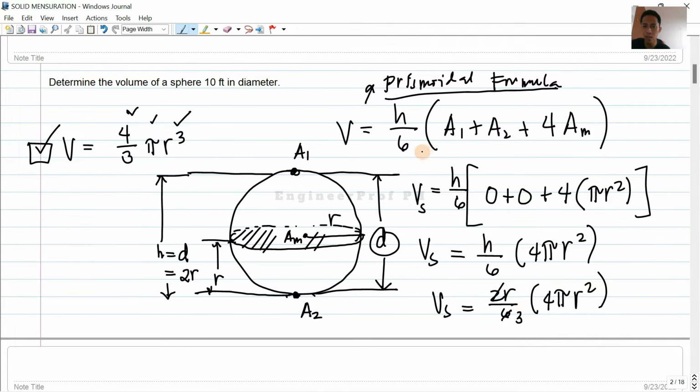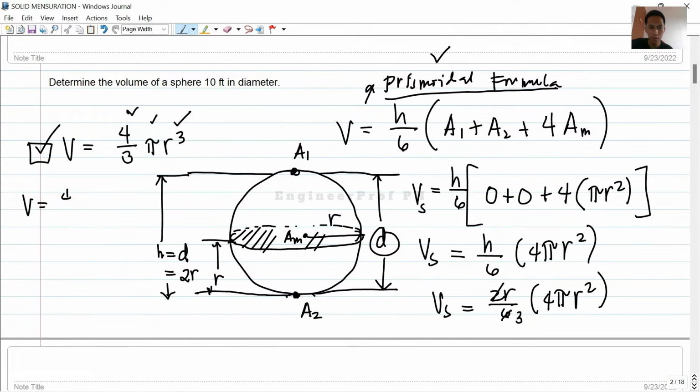So, that's how useful this formula is. You can use it sa sphere, you can use it sa cylinder, and you can use it sa other volumes or other common solids na hinahanap yung mga volume nila. So, ayan guys, let's use this derived formula using the prismoidal formula to solve this problem.